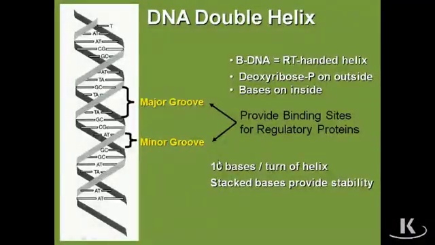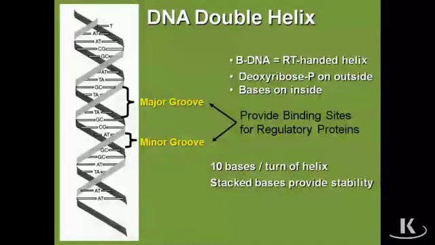For each turn of the DNA molecule, there's about 10 bases. So each time the helix goes around one time, there should be about 10 bases present there. What's the significance of that for you? If you're given a question about some newly discovered DNA structure, and let's say that there's 12, 13, 14 bases per turn of the helix, how does that look compared to normal DNA? Well, it's squeezed in. It's DNA that's squeezed in a little bit tighter than normal.